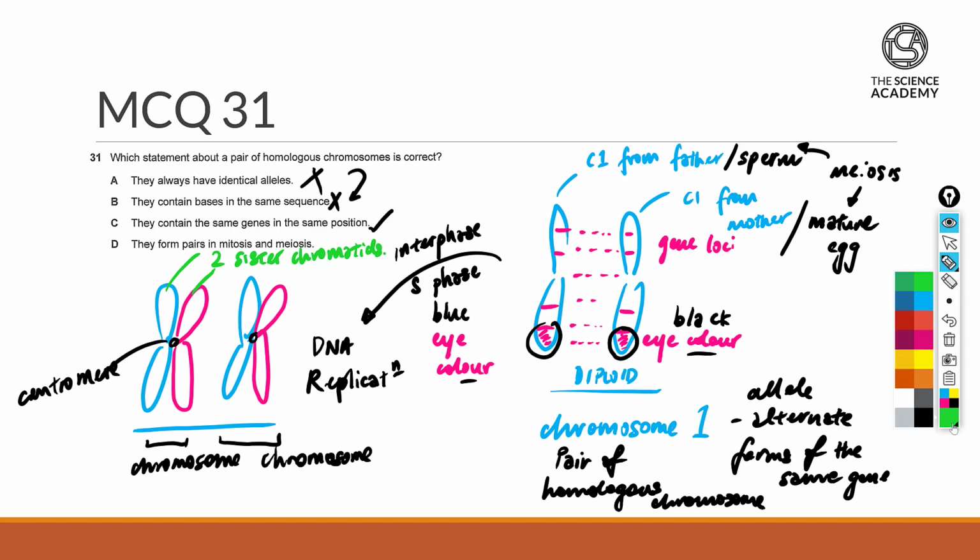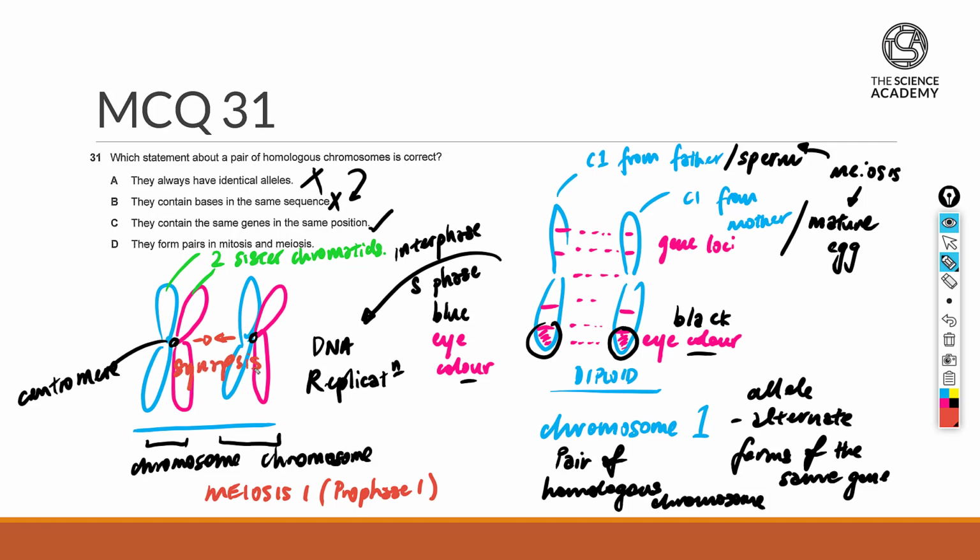The interaction of it in meiosis 1, particularly prophase 1, is that they will come into close proximity with each other via the process known as synapsis, which encourages the formation of bivalents. So the pairing up of homologous chromosomes should only take place exclusively in meiosis and not in mitosis, and therefore D is incorrect, making C the correct answer.